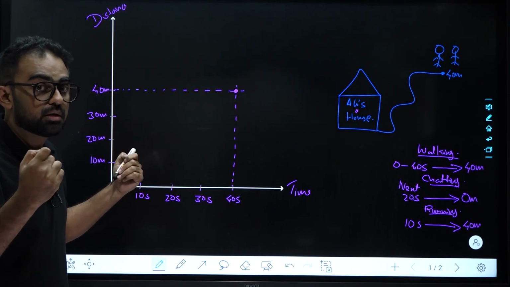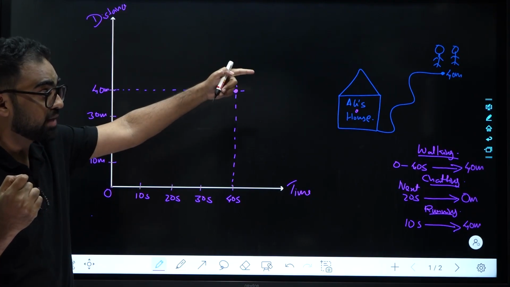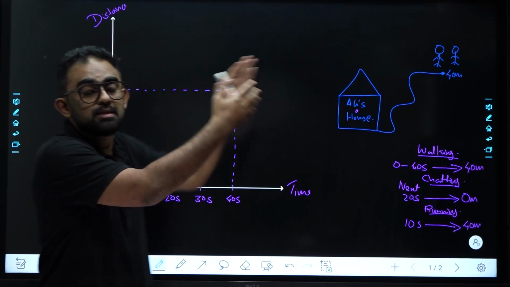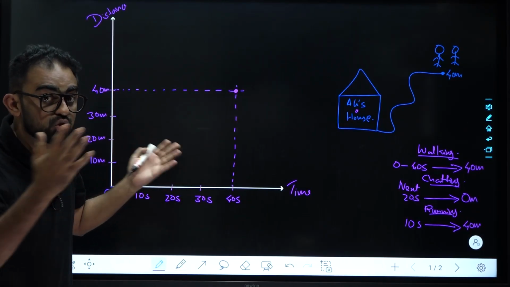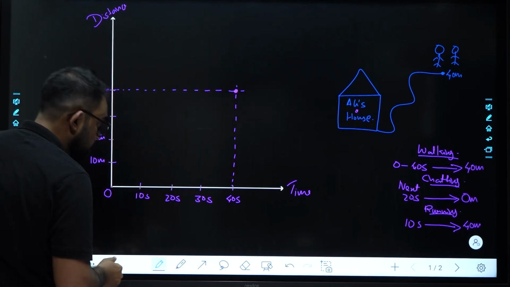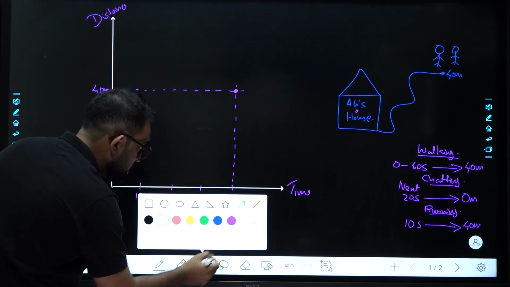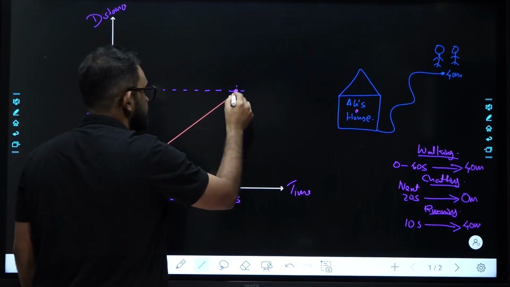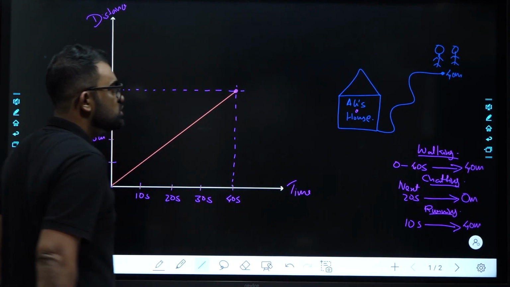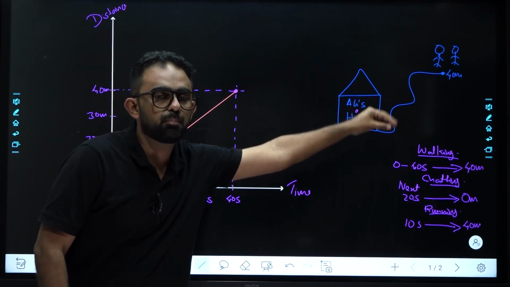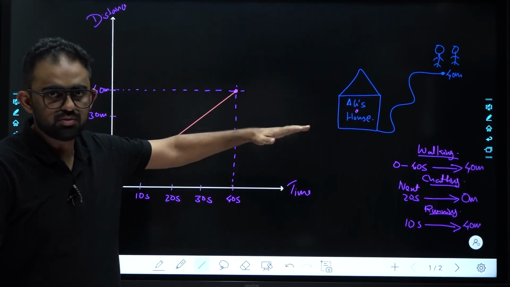So we got the path. How can we represent the path of Ali? The actual path is like a curved one. Now we can represent that actual path in the distance time graph by using a straight line. So this is the end point of the walking. This is the starting point of the walking. So we need to connect these 2 points by using a straight line. For example, this is the path. Now we have easily converted the initial position, final position, and path of Ali. So the first event is completed.